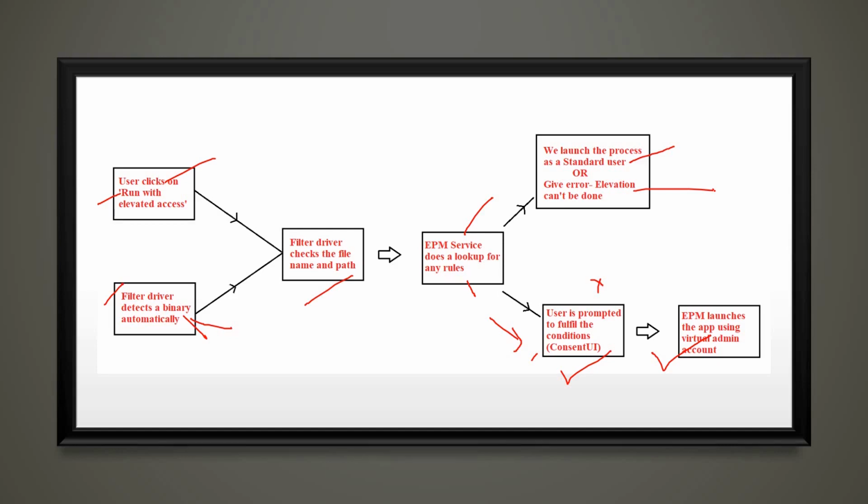Either the end user's session for that application gets launched as a standard user because he cannot elevate himself to an admin since that is not whitelisted by the admin, or it gives an error saying that elevation cannot be done. Which one happens in which case? Well, if you just double click on an application, then it's going to launch as a standard user if your application was not whitelisted. But if you right click and run with elevated access and that application is not getting elevated for you because it was not whitelisted, then you get an elevation cannot be done error.